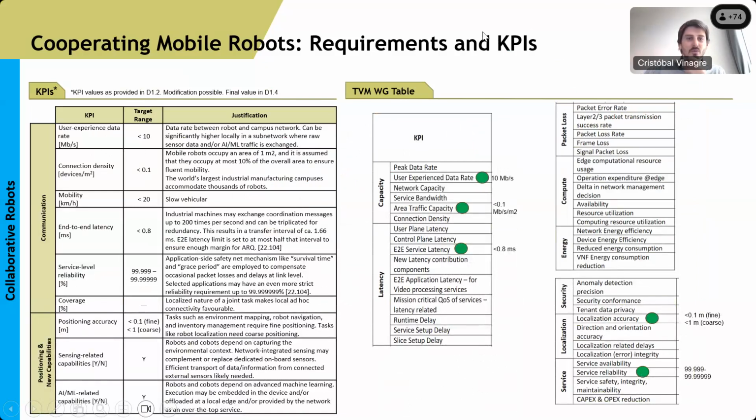So lastly, the main KPIs identified are in the table on the left and have also been mapped to the template provided on the right-hand side of this slide. So here, the most relevant ones are user experience data rate lower than 10 megabits per second for most scenarios, connection density that will allow or ensure fluid motion of the robots, mobility, since robots will be moving in and out of these subnetworks, so it will create significant handovers. We've listed end-to-end latency, service level reliability, positioning accuracy, sensing capabilities, AI, ML.